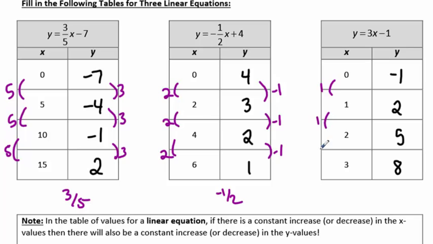These x values increase by 1 each time. The y values increase by 3 each time. And the ratio is the slope. So you can tell from looking at a table if you have a linear equation or not if the ratios are consistent. Always the same on x means always the same on y.